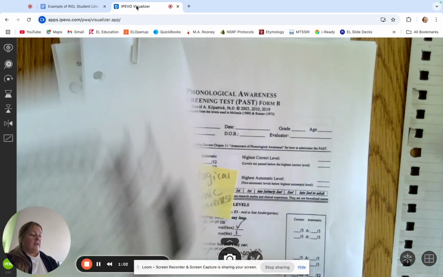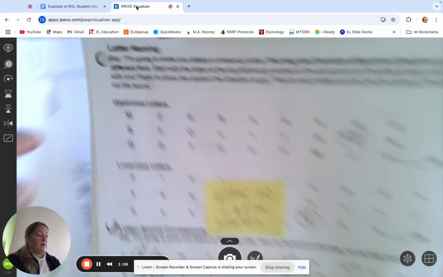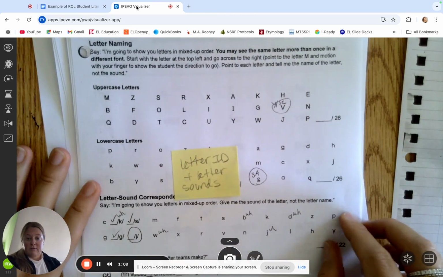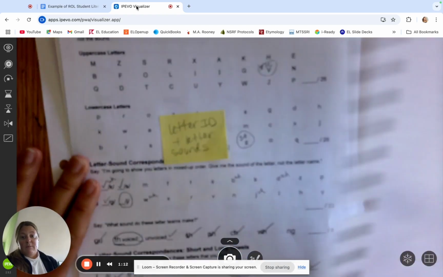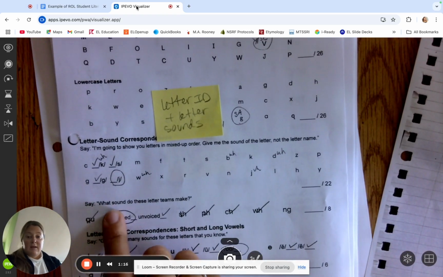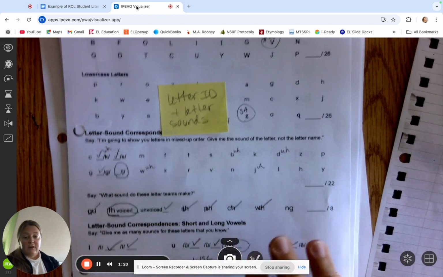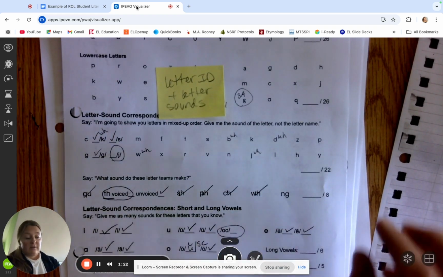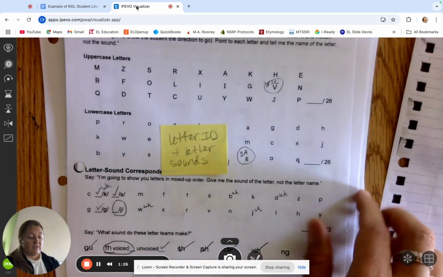I also assess the student's ability to identify letters when they're in front of them, which is separate from their ability to write them. You might be able to identify letters but not write them. Then I ask them to give the letter sounds. If you want to learn how to give this assessment, I have a separate video on that. This one is called the LILS, for letter identification, letter sound.